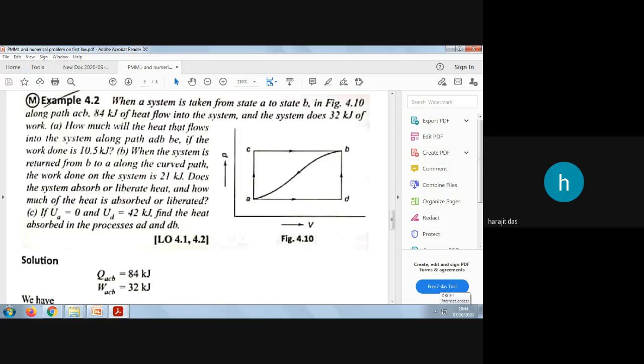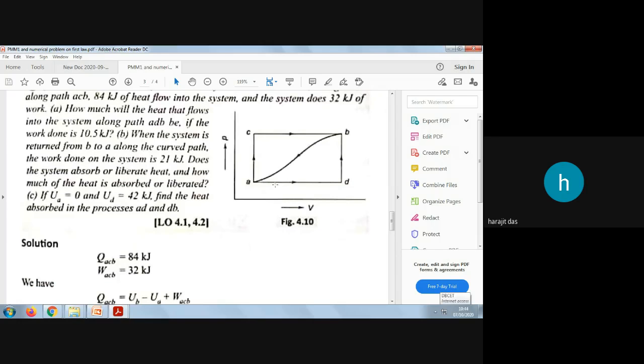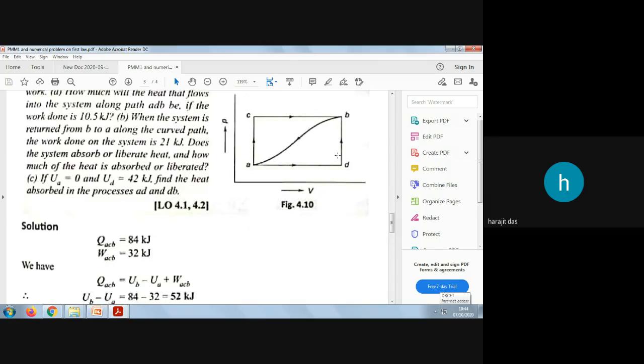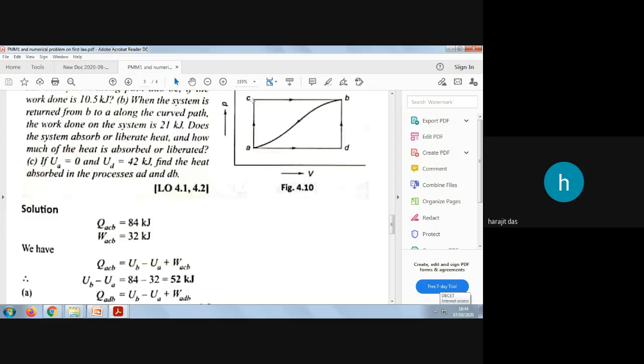How much heat flows into the system along path ADB? For ACB, all the things are given: Q is given, W is given. For ADB, W is given, Q is not given, and you are asked to find Q. So for part ACB, how will you apply the first law of thermodynamics? QACB will be equal to delta U plus W.